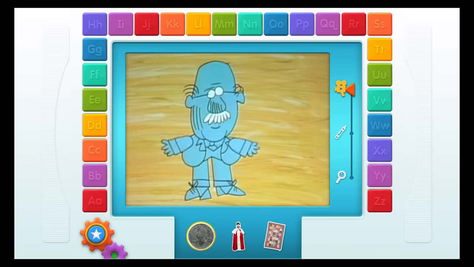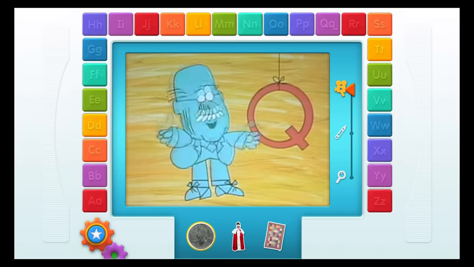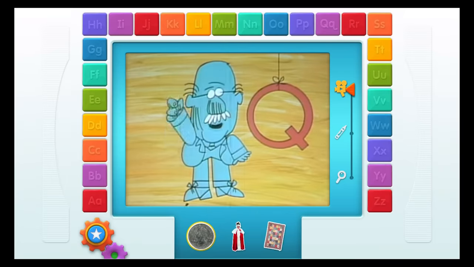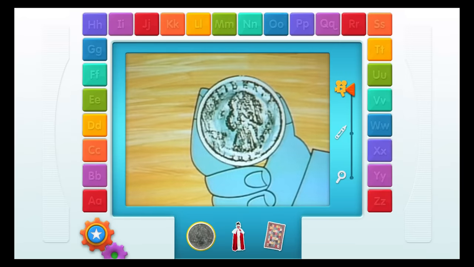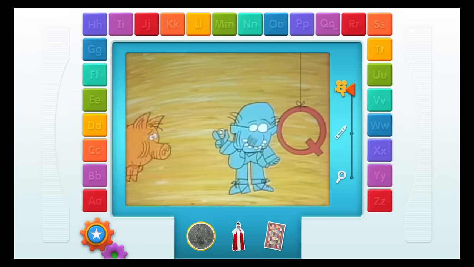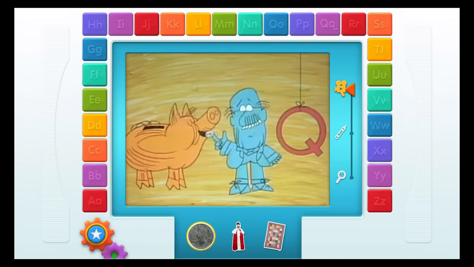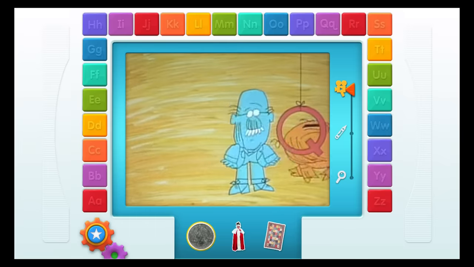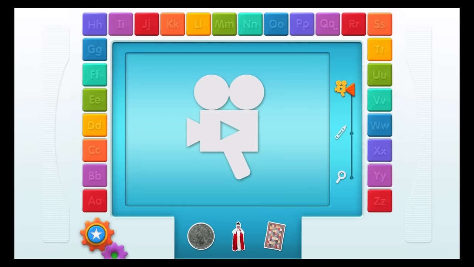Well, I see. This is the day to meet the letter Q. And here is something beginning with the letter Q. It's a quarter. That's right. 25 cents. Q, quarter. Touch another thing that starts with your letter.